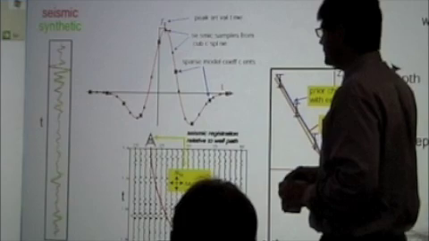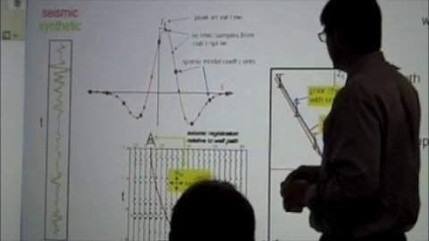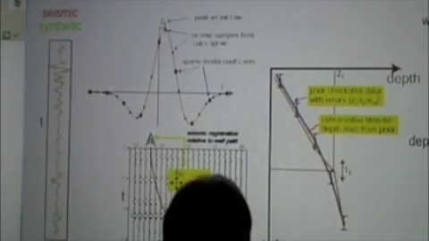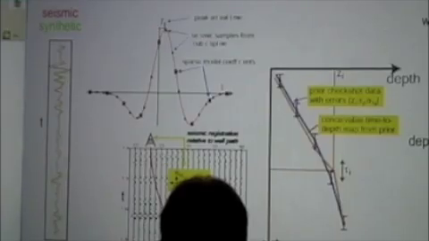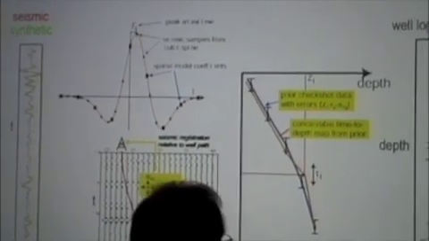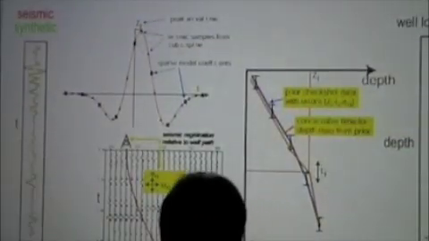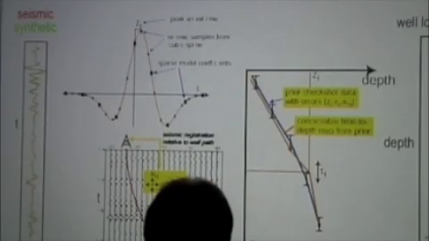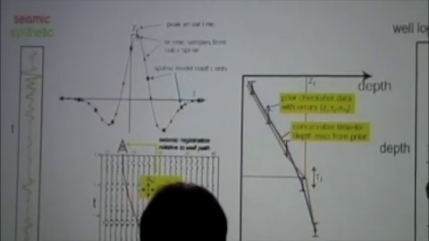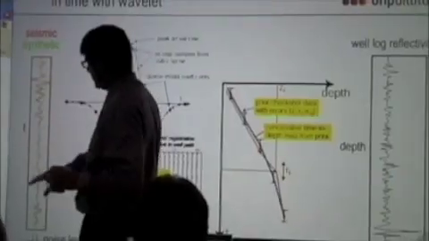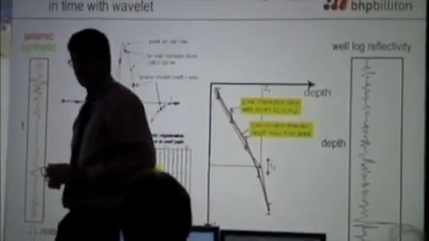Let's first of all talk about what we really try to do. We start off with one of these well reflectivities, which ends up being a derivative of log rho v. And we then need to take this well log, which you notice is in depth, and we're going to want to compare it to a seismic, which is in time.